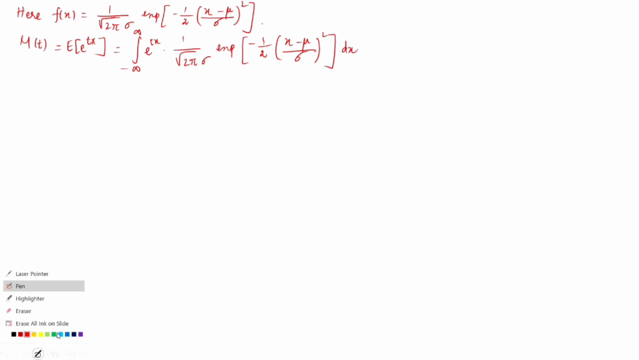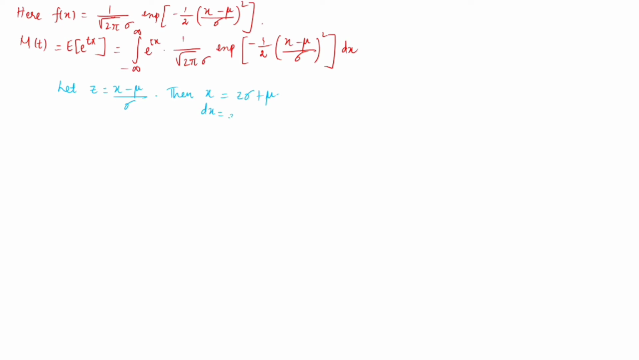Now I am performing some change of variable. Let me take z to be x minus mu upon sigma. So then what happens to my x? It is z sigma plus mu. Now my dx is what? Sigma times dz, right? Now substitute, and my x is varying from minus infinity to infinity. In that case, my z is also going to vary from minus infinity to infinity.